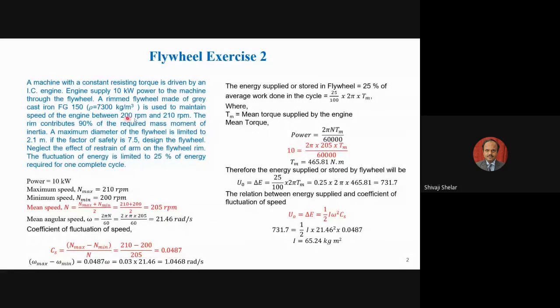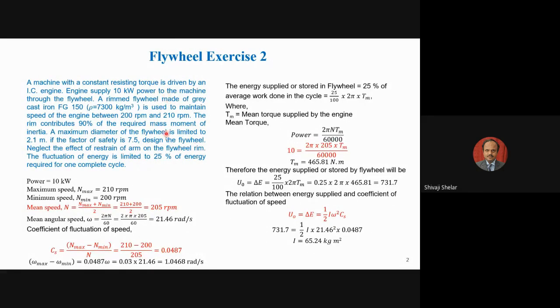The rim portion of this flywheel contributes 90% of the required mass moment of inertia. Maximum diameter of the flywheel is limited to 2.1 meters. We will come to the discussion of why there is a limit on the diameter of 2.1 meters. That I will explain again. With the factor of safety 7.5, design the flywheel. So considering this data and the factor of safety of 7.5, design the flywheel.